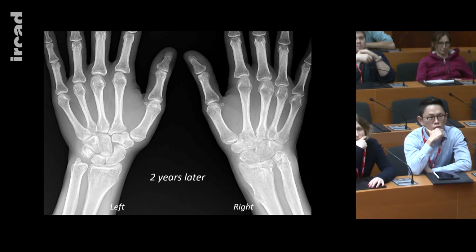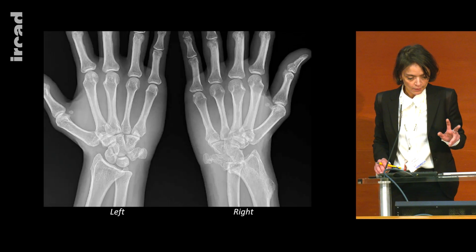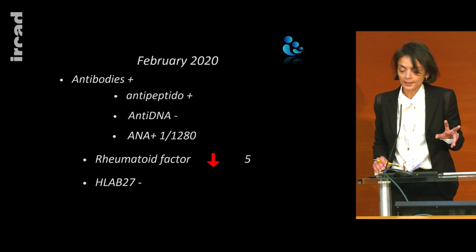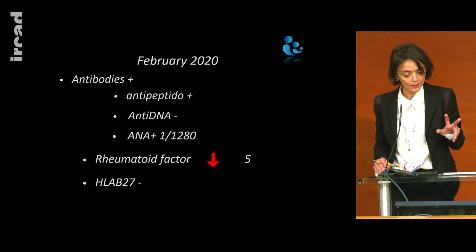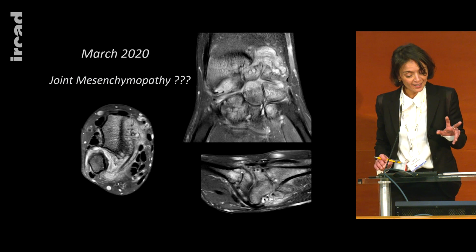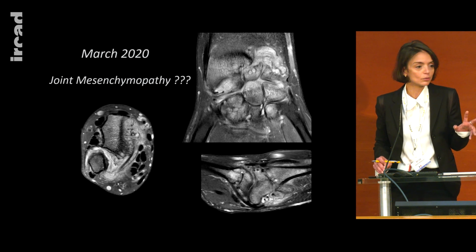That is the evolution, the X-ray, and antibodies were negative, rheumatoid factor negative, HLA-B27 negative. And that is the aspect you have on the MRI. For the faculty, please, does someone have any comment?